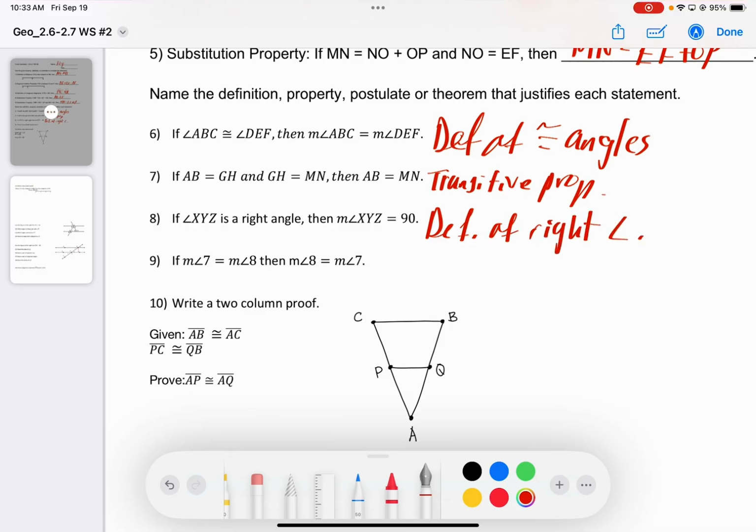Very good. Okay. All right, if the measure of angle 7 equals the measure of angle 8, then the measure of angle 8 equals the measure of angle 7. What'd you get, Chris? Symmetric. Symmetric property. Good. Mine looks a little weird up there, but symmetric property. Very good. All right, now we get into the proofs.